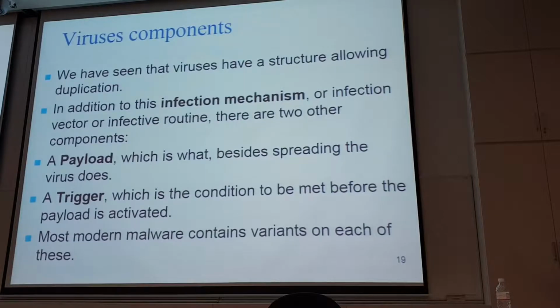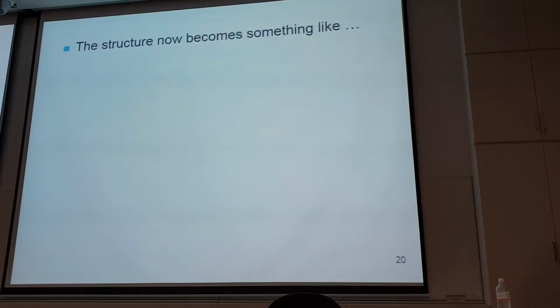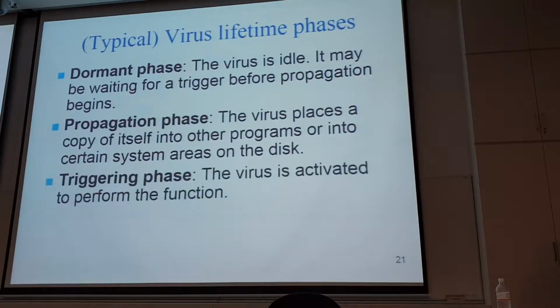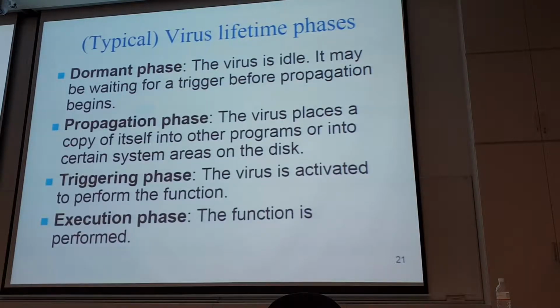Essentially, if you have a payload and trigger, you have a logic form within the virus. So this is basically the complete pseudocode for a virus, right? First it will try to infect objects in the memory and then infect other objects in the file, right? Then you can also have the condition for the trigger. If the trigger condition is true, then you can deliver the payload. So this is a simple pseudocode to illustrate the structure of a virus.